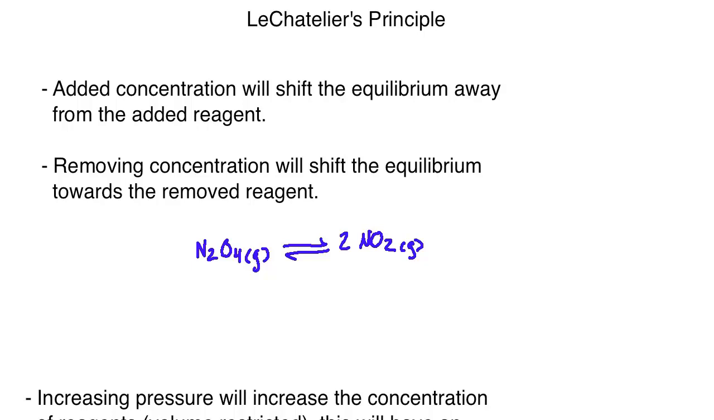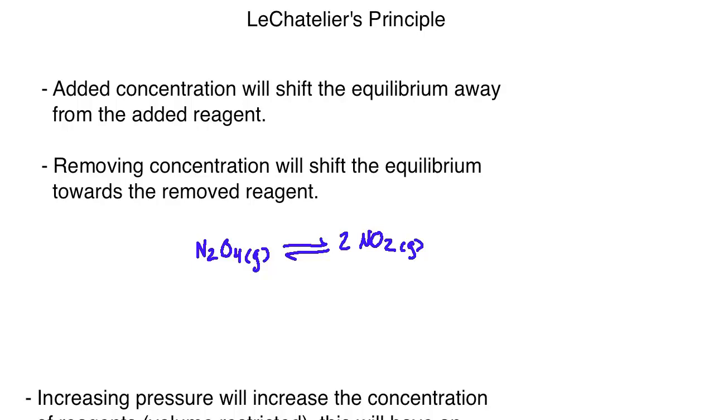And it's good because it also has this squared multiplier for the product, which will help us in understanding some of what's going to come in this LeChatelier's principle discussion. So first and foremost, added concentrations will shift the equilibrium away from the added reagent. Removing concentrations will shift the equilibrium towards the removed reagent. So arguably this is going to be the most simplistic of all the discussions that we have here as far as seeing it conceptually in your head.